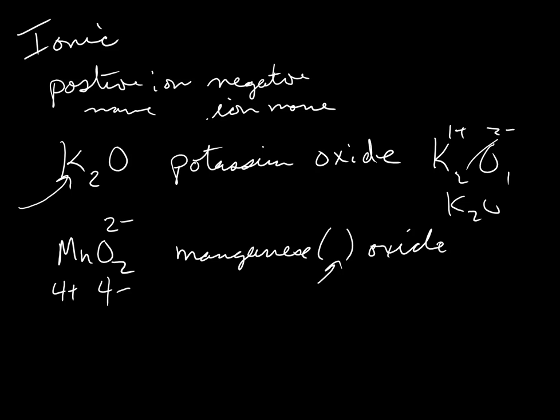I've got 1 manganese. It's got to be 4 positive. That's the only way it adds up to 0. Because manganese is 4 positive and O is 2 minus. Those 2 O's are going to make it add up to 0. So that must be manganese 4. So that 4 plus the positive charge goes there. Okay?